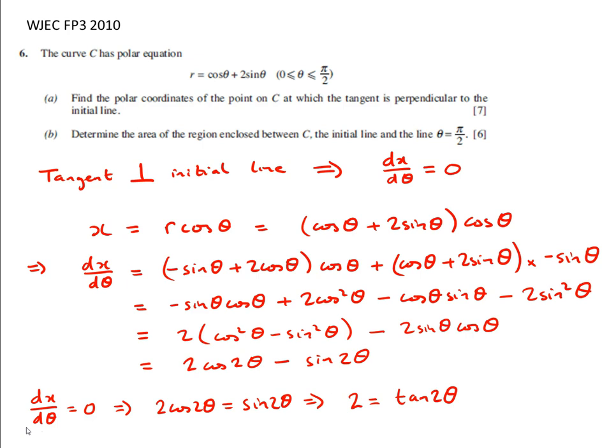And if tan 2 theta equals 2, then theta is 0.5536. But we still need to find the value of r at the point C. If theta equals 0.5536, then r is cos theta plus 2 sine theta, which is 1.902. So the polar coordinates of the point C are r equals 1.902, theta equals 0.5536.